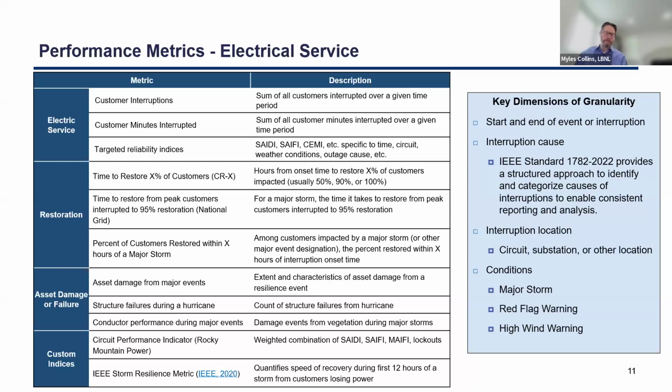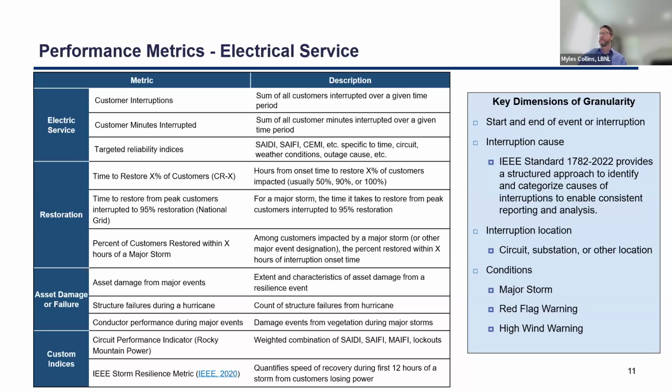Just going briefly through this table, for electrical service, we have customer interruptions and customer minutes interrupted, which is the sum of all customer minutes interrupted over a given time period. These two metrics are the building blocks of some of the indices I covered earlier, SAIDI and SAIFI. But you can get granular and look specifically at how many customer minutes were interrupted in a particular location under particular conditions. And then targeted reliability indices. Utilities do use SAIDI, SAIFI, and CAIDI, but for resilience, they will tend to look specifically at particular times, circuits, weather conditions, and causes.